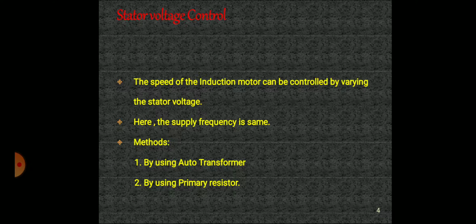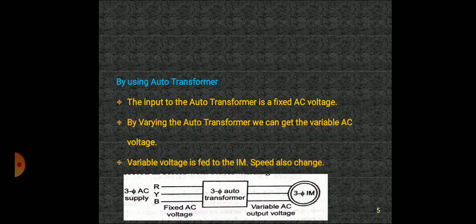First we see the stator voltage control. The speed of the induction motor can be controlled by varying the stator voltage. This means the stator voltage is varied but the supply frequency is constant. The stator voltage can be controlled by two methods. First one, using an auto transformer. Second one, primary resistors are connected in series with the stator winding.